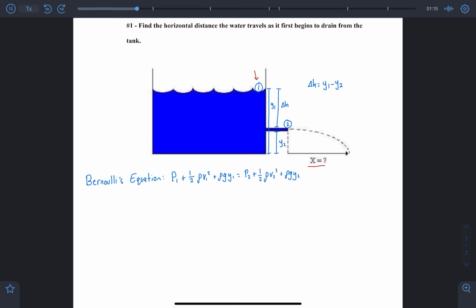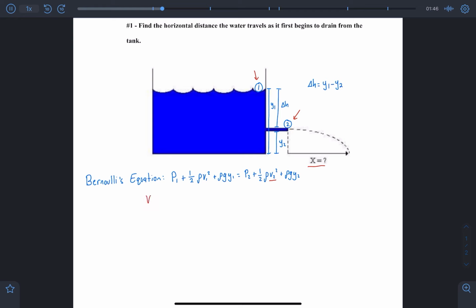For my second point, I chose it to be right at the exit of the spout. The reason I chose that point is because, again, it is exposed to the atmosphere, so I'll be able to cancel out those pressures because it's at 1 atm. And the exit velocity, V2, at that point is going to be a variable that we're looking for in order to use some kinematics to solve for that x. To start, let's rearrange Bernoulli's equation to isolate V2, because that's the velocity we need in order to find that distance x.